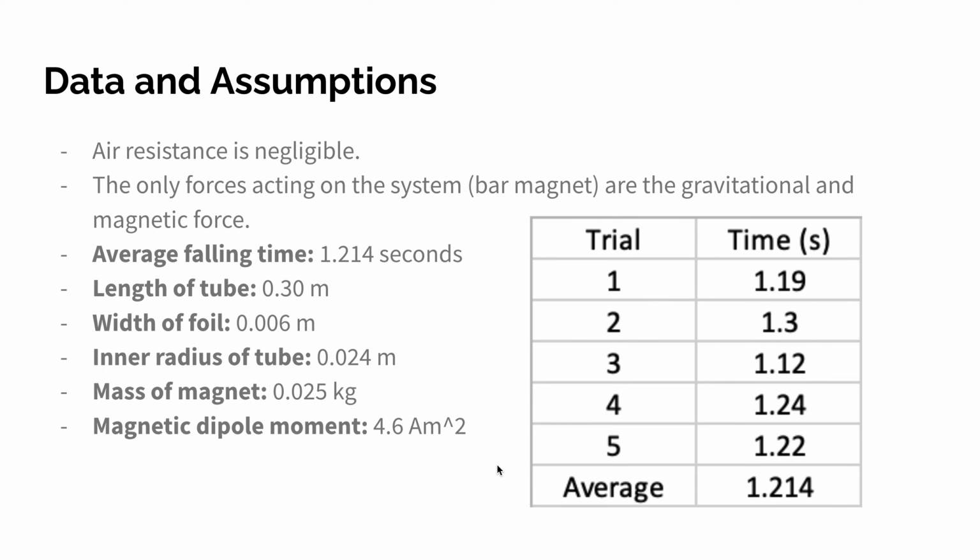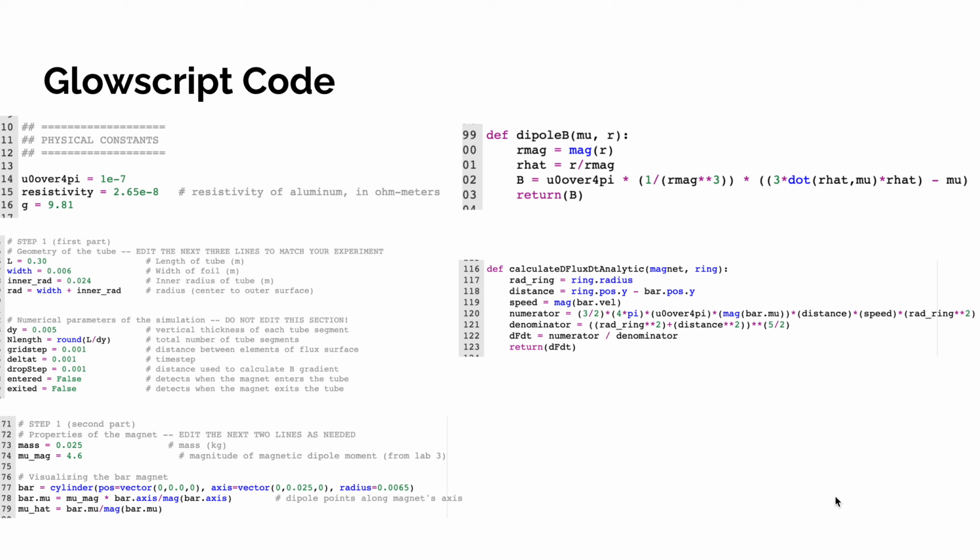Here is the data and some assumptions, such as air resistance is negligible and the only forces acting on the system, the bar magnet, are the gravitational and magnetic force. Here are some of the data points collected, and as you can see, these are the different trials and the time that was calculated, and finally the average time from the results.